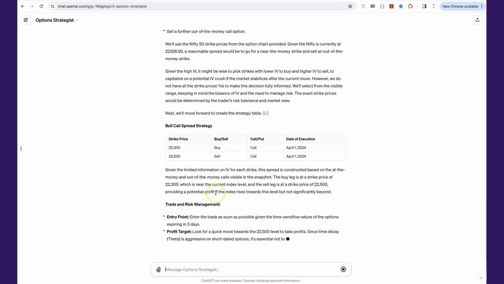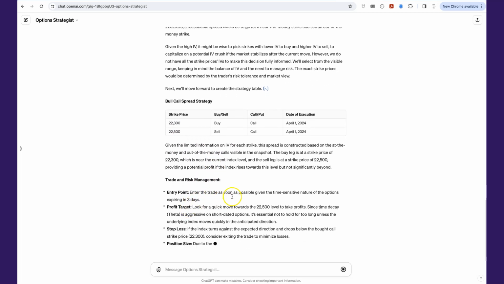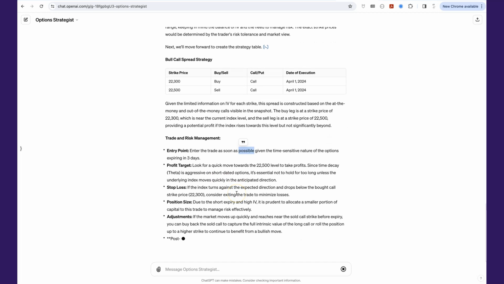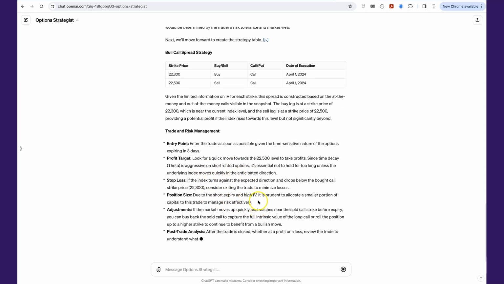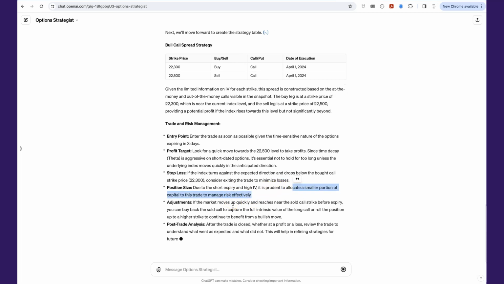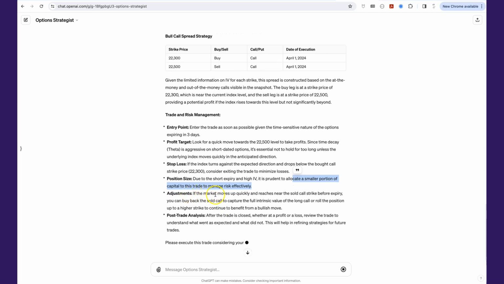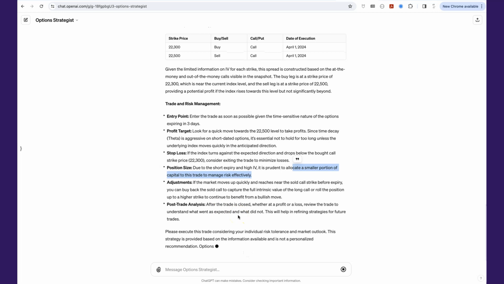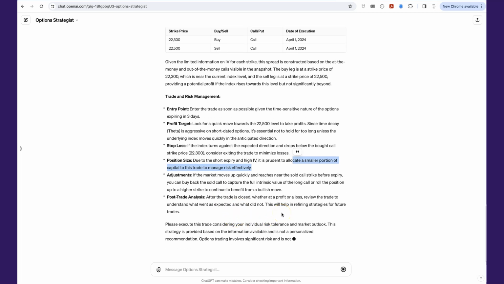It also tells you a little bit about trade and risk management. Enter the trade as soon as possible given the time sensitive nature of the option expiring in 3 days. Profit target, look for a quick move towards one. Since time decay is aggressive, stop loss should be here. Position size, due to the short expiry, high IV, it is prudent to allocate a small portion of the capital to the trade to manage risk effectively. Then something about adjustments. If the market moves, then what you should be doing. Post trade analysis. So yeah, please execute this trade considering your individual tolerance, and so on.